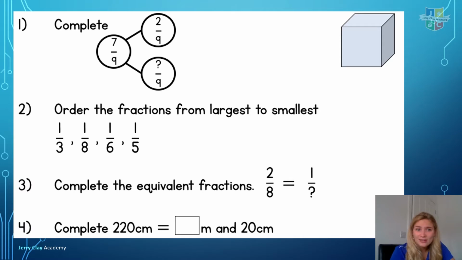So I'd first of all like you to have a go at telling me what the shape is in the top corner and thinking is it a 2D or 3D shape. Then to complete the part whole model, thinking about what your numerator is going to be.